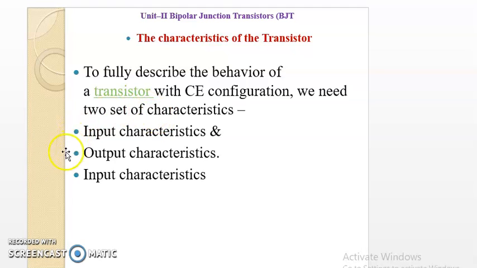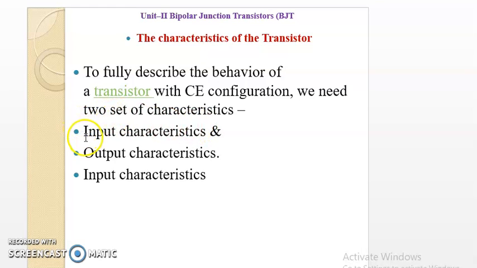Now, what are the characteristics of a transistor? In order to describe the behavior of a transistor with common emitter configuration, it is essential to study two sets of characteristics. They are input characteristics and output characteristics. What are input characteristics? What are the output characteristics?